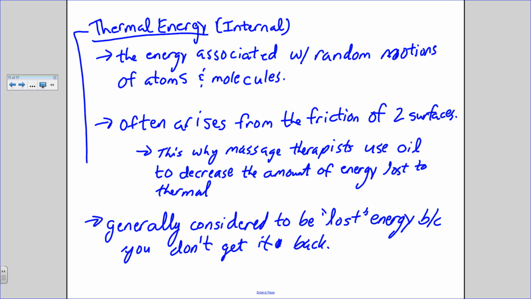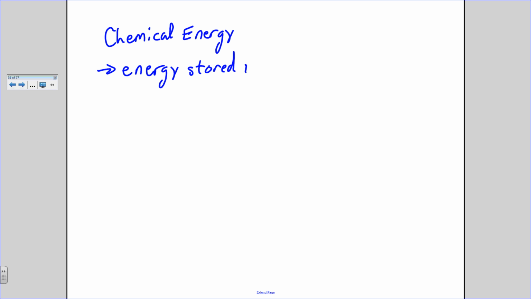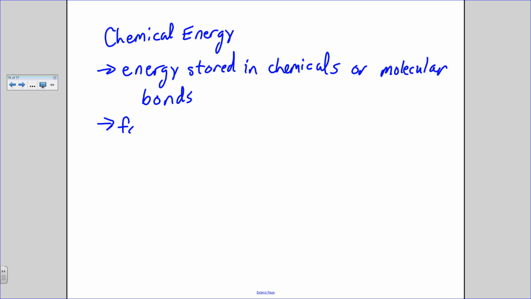I want to cover one more thing, about 3 more minutes, okay? And then we'll go. Just chemical energy. I have a couple of things to say, and this will apply to some of your homework problems, and next time we'll look at chemical energy. It's energy stored in chemicals or molecular bonds. Food energy, which we'll get into next time, is a type of chemical energy.